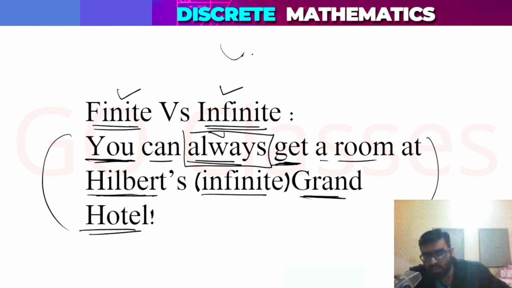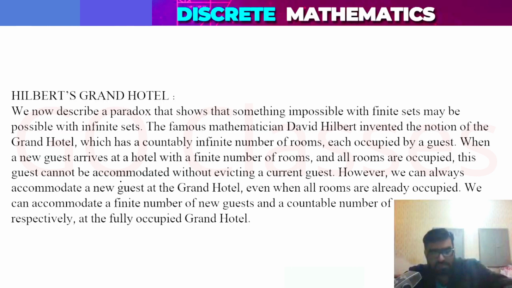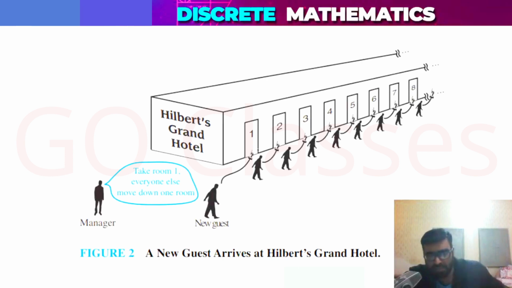All you have to do is shift every person to the next room, and then you can definitely do this. Okay, now let's see. So this is Hilbert's Grand Hotel, and this is the basic idea that we have seen. You can see, just shift every person to the next room, and then you can accommodate the new guest.